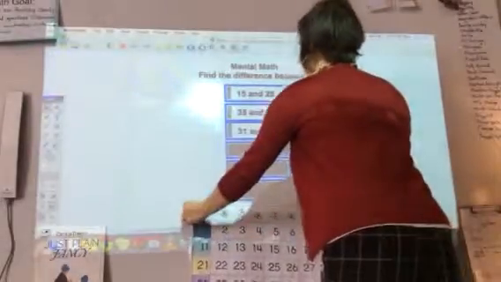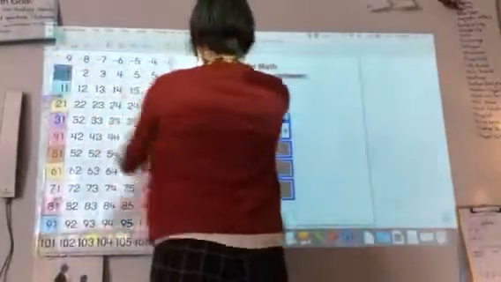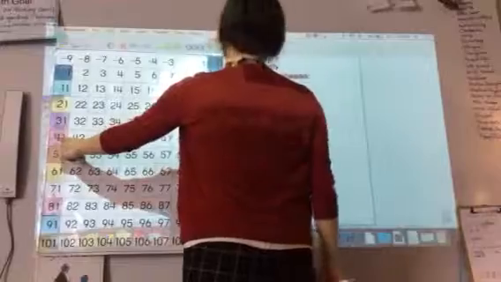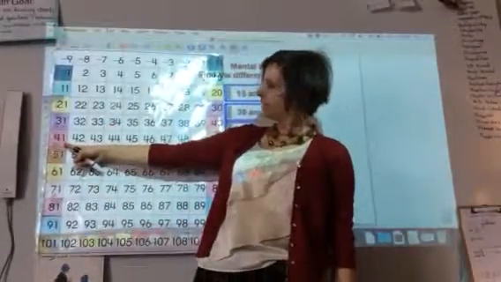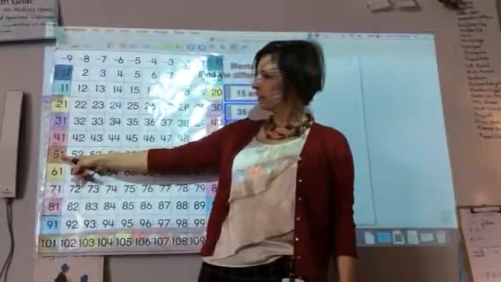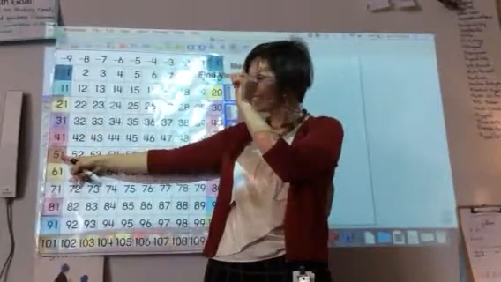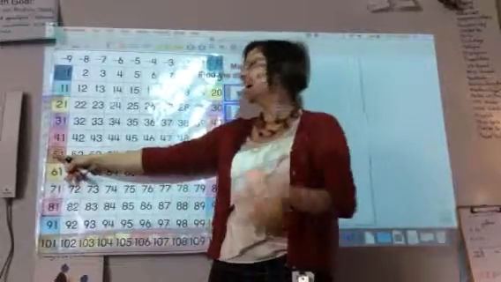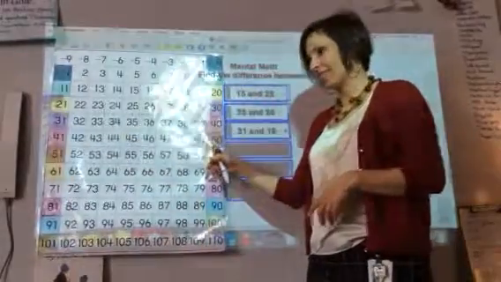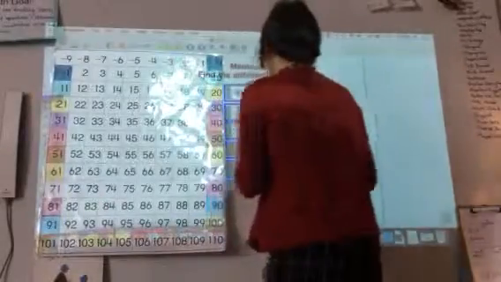Different way? I started at 31. Plus 10 equals 41. Plus 10 equals 51. But it wasn't a 10, it was a 9, so you backed it up one, right? Nice.